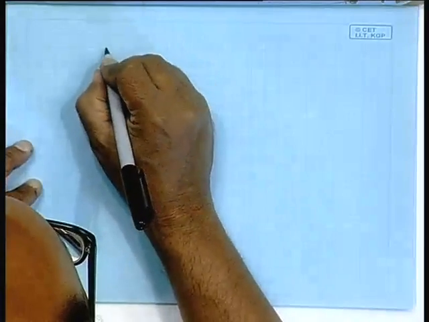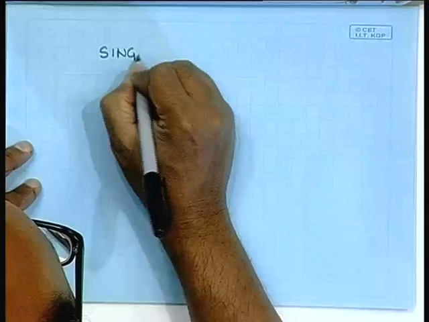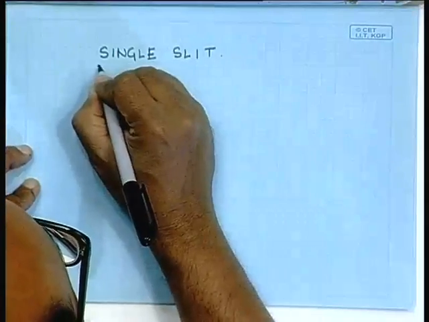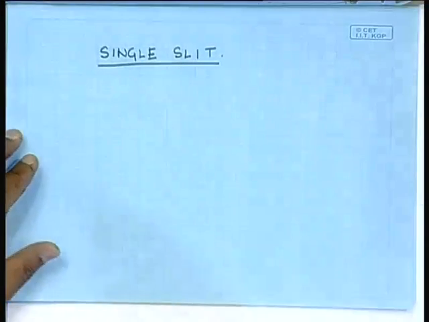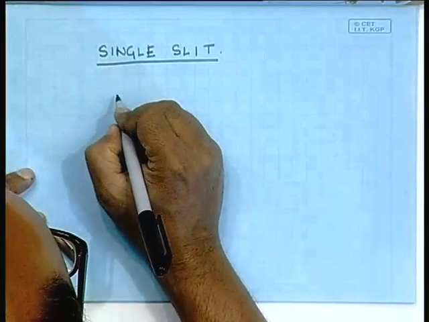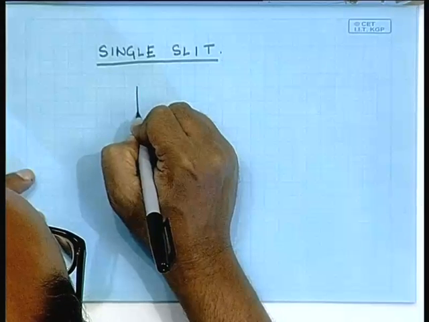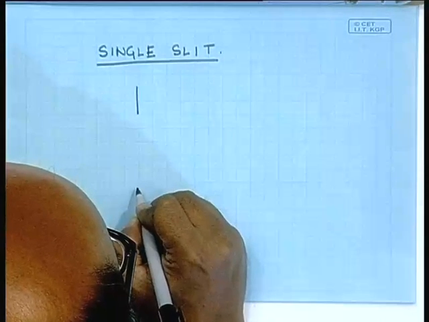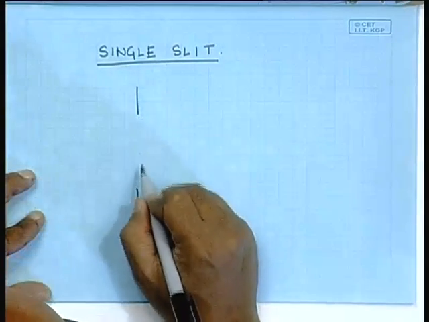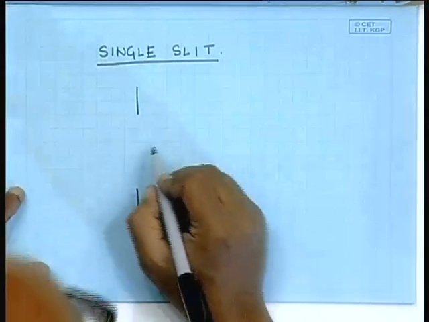The situation that we are going to consider is as follows. We are going to consider a single slit. So, we have a slit. We are going to consider the diffraction pattern due to a single slit. So, the situation is as follows. Let me draw the situation here. We have a screen over here. On that screen we have a slit. So, there is an opaque screen, and in that screen we have a slit.